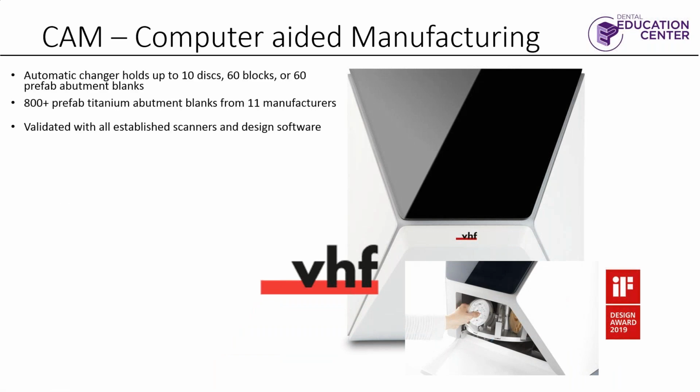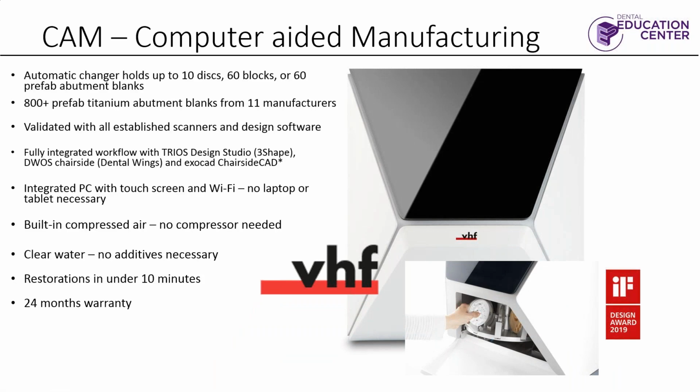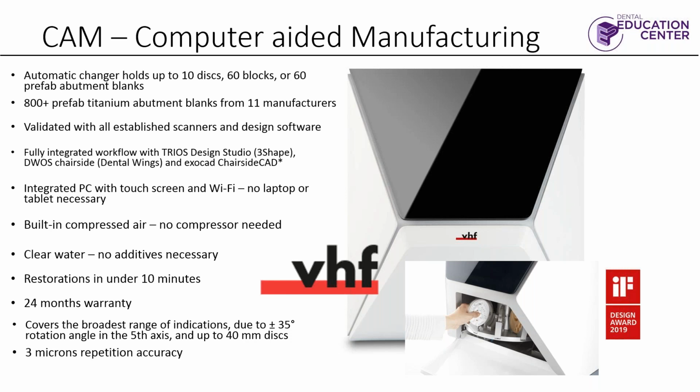They also have what's called the R5. The R5 is probably the kissing cousin to the Motion 2. The only difference is that it has a 10-block holder. Integrated PC, et cetera, et cetera. Very similar to the Z4. It's a little bigger, not much, but you can do 10 discs, 60 blocks, abutments, et cetera. You can integrate it with all of the software. Doesn't take a coolant. This one is a 5-axis, with a 35-degree angle for the 5th axis, and it'll go up to 40 millimeter discs, which is pretty cool.